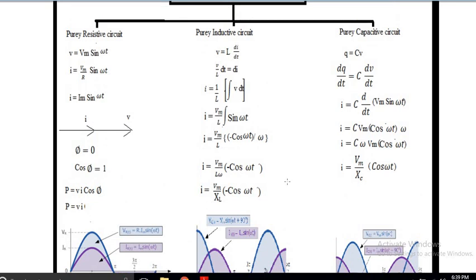In purely capacitive circuits, again let us start with basic principles as Q is equal to CV. If I differentiate both sides, dQ by dt is equal to C dV by dt. Of course, dQ by dt is equal to current, so current is equal to C d by dt of, again, let me substitute V as Vm sin omega t. Vm can be taken out, so I is equal to CVm times the differentiation of sin omega t. What's the differentiation of sin omega t? It is cos omega t into omega. Again omega can be taken out, so I is equal to omega C Vm, in bracket cos of omega t. So I is equal to Vm by XC cos omega t.